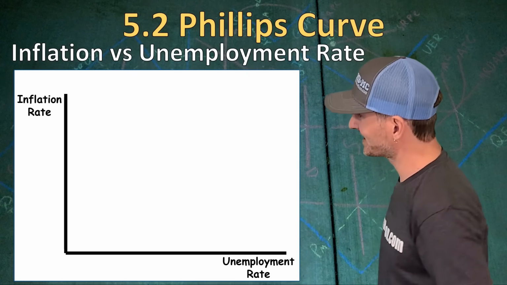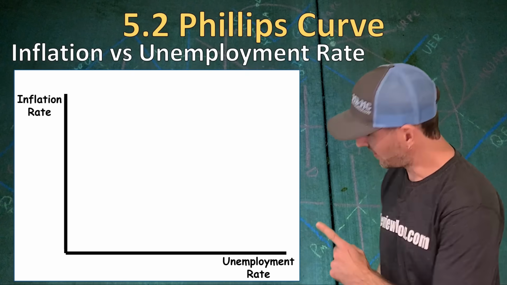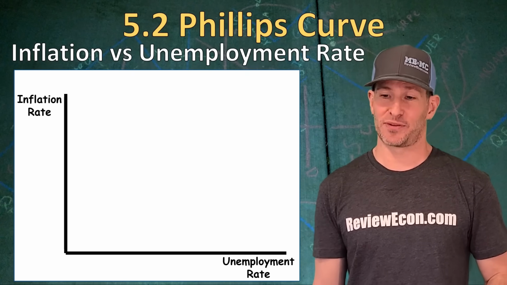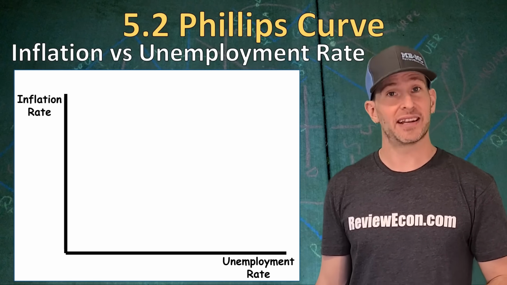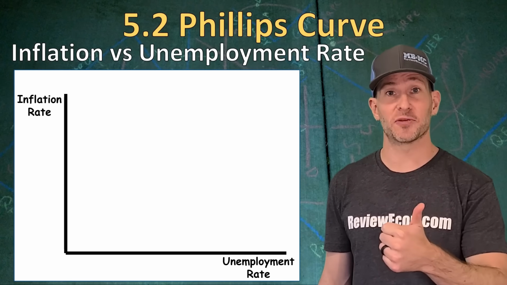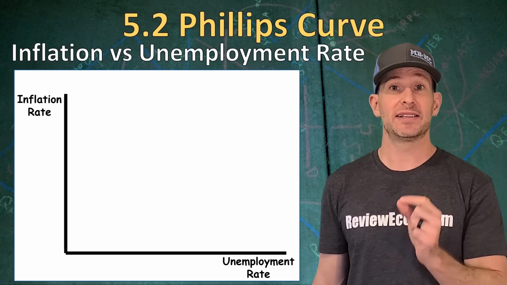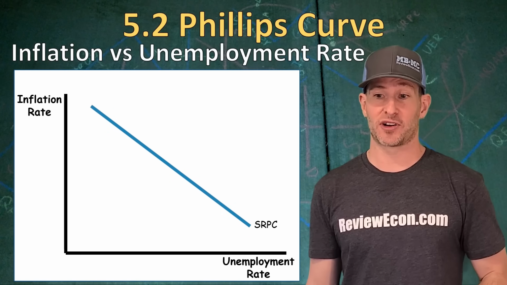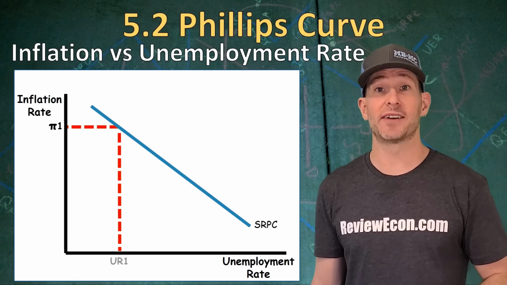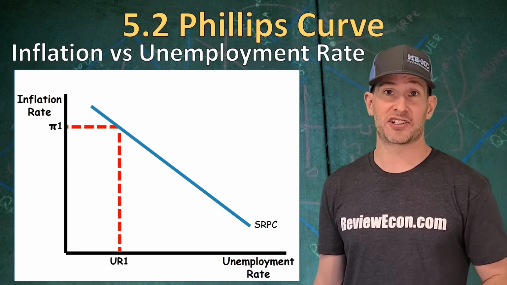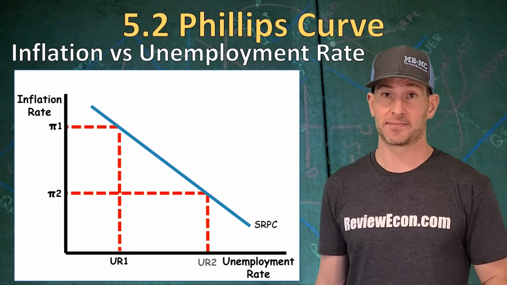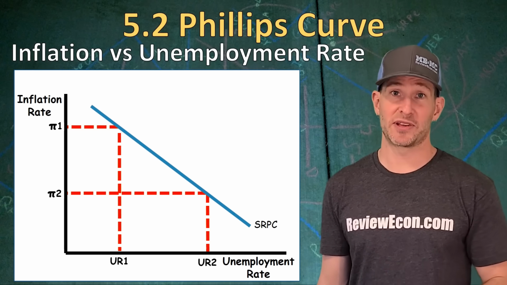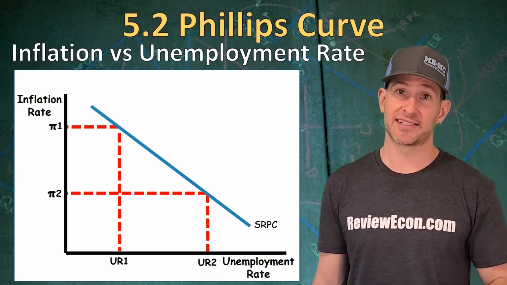On the y-axis here, we have the inflation rate. On the x-axis, we have the unemployment rate. In the short run, we have an inverse relationship between the inflation rate and the unemployment rate. We see that illustrated with a downward sloping short-run Phillips curve. At high inflation rates, we have a low level of unemployment, and at low inflation rates, we have a high level of unemployment. In the long run, the relationship between the inflation rate and the unemployment rate tends to break down.